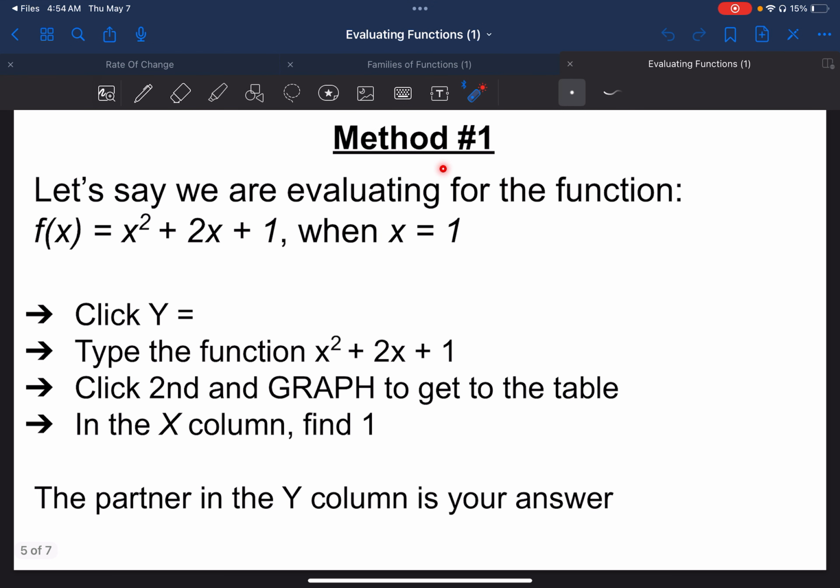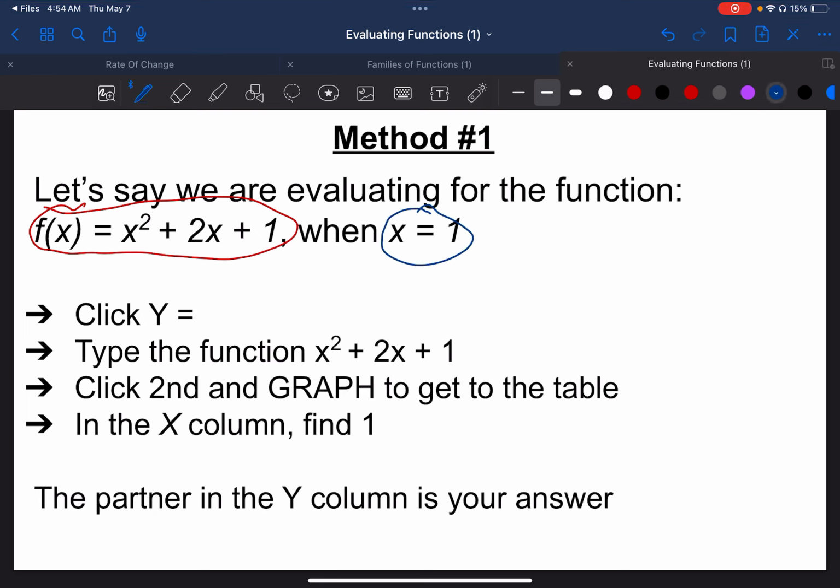So the first method, let's say we're evaluating the function f of x equals x squared plus 2x plus 1 when x equals 1. So we were given the input of x equals 1. So the way that we're going to use the calculator, and I'm going to just read these steps, but then I'm also going to show them using my calculator.